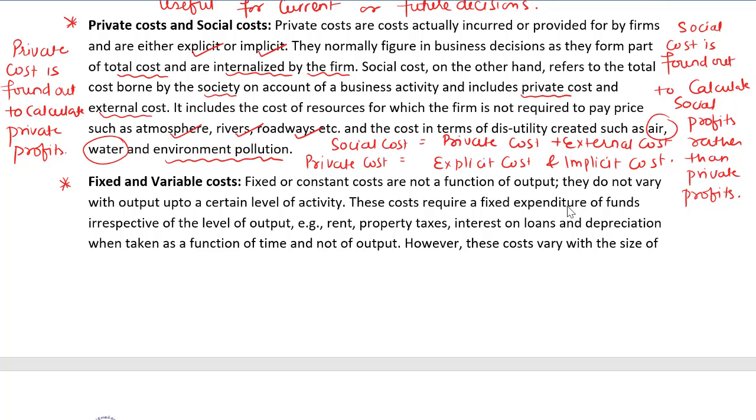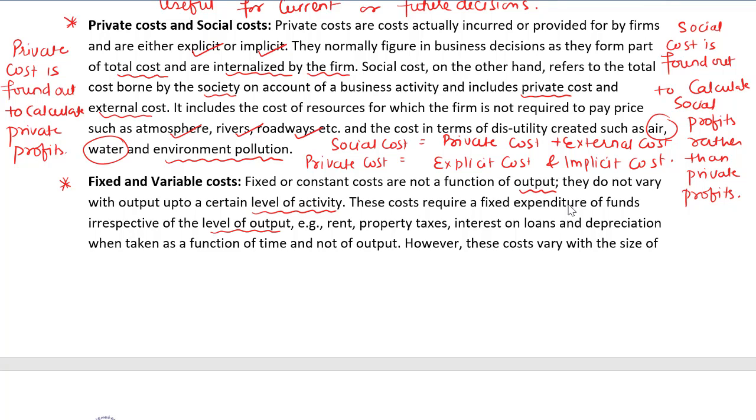Fixed or constant costs are not a function of output. They do not change with the output when the level of activity changes. These costs require a fixed expenditure of funds irrespective of the level of output. Whether the level of output is low or high, fixed cost remains the same, but up to a certain level of activity.